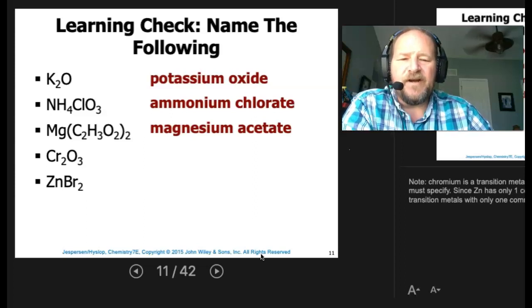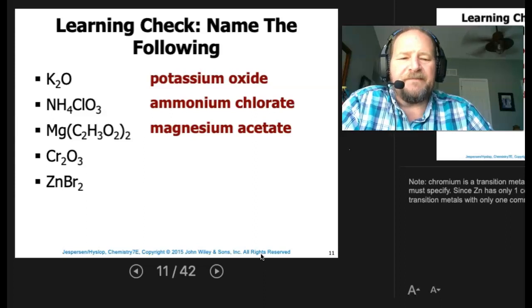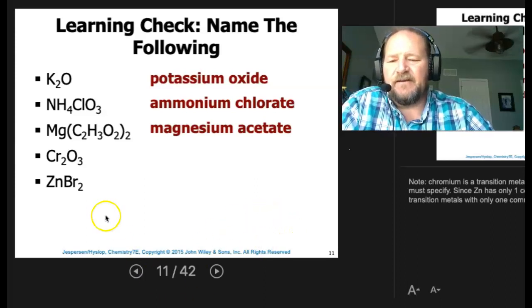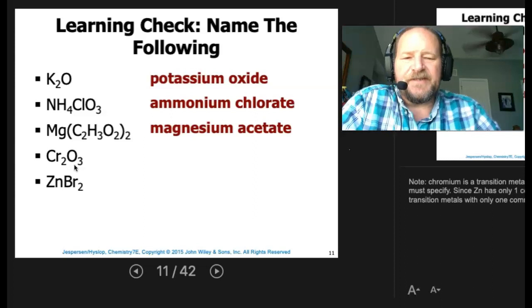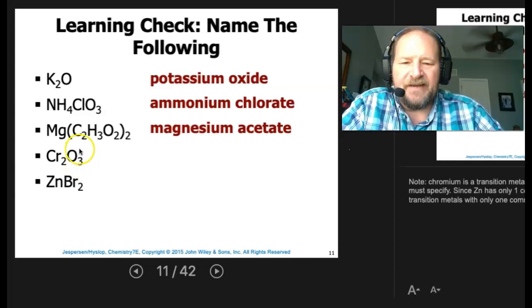All right, for number 4 here we have chromium. Now chromium is a transition metal, so I'm going to have to figure out what the charge of the metal is. And so the way I'm going to do that is I'm going to base that solely off the anion. So the anion has a fixed charge. This is going to be oxygen. Oxygen is in group 6A, so it's a -2. And since there's 3 of them, that's going to be a total of -6.